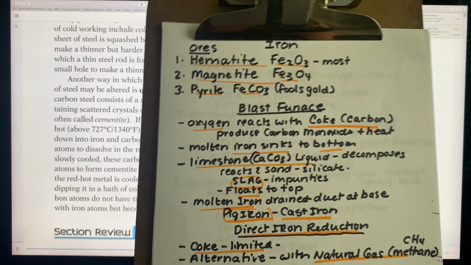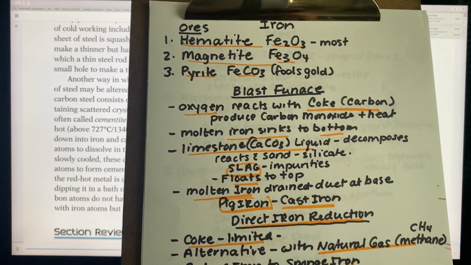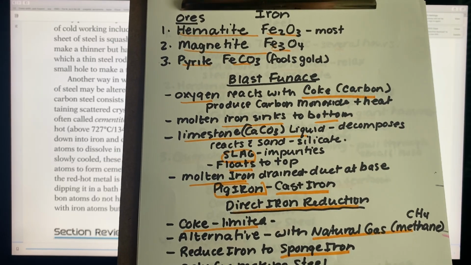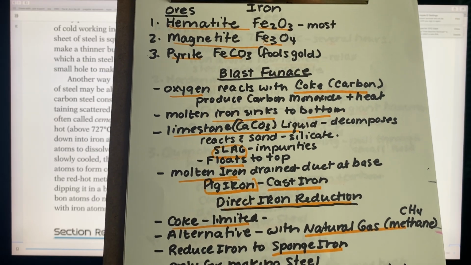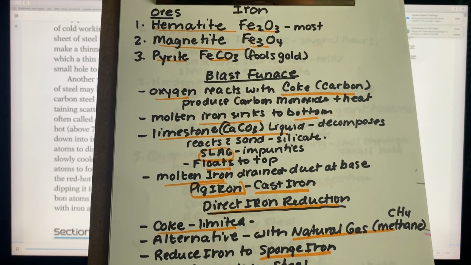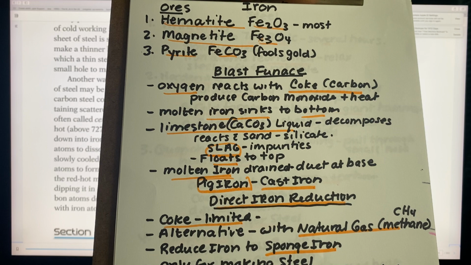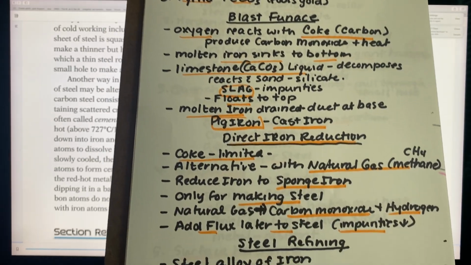Okay, first we had the blast furnace there, as you can see. In my notes, the oxygen reacts with the coke, remember? The coke carbon. And this molten iron sinks to the bottom, as we saw. Limestone liquid decomposes into slag, and it floats up to the top. And the molten iron goes to the bottom, and that's where we get the pig iron, right?